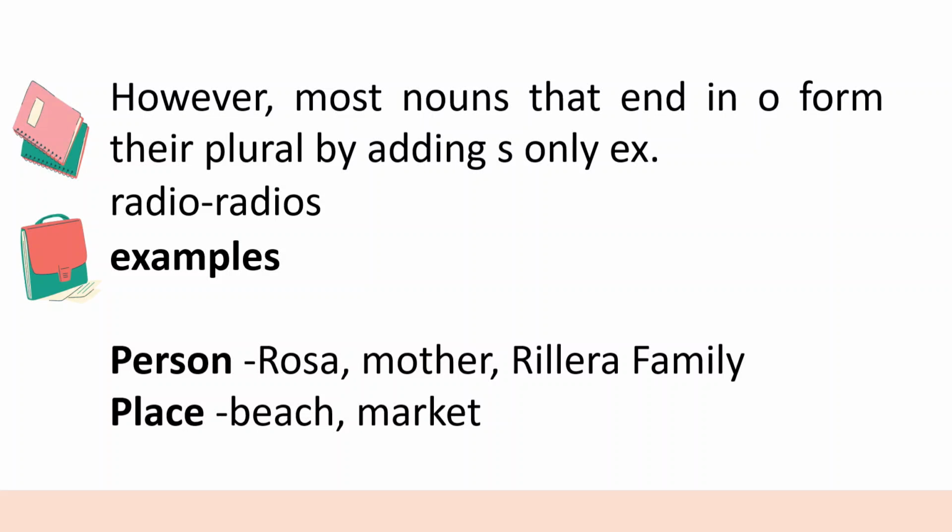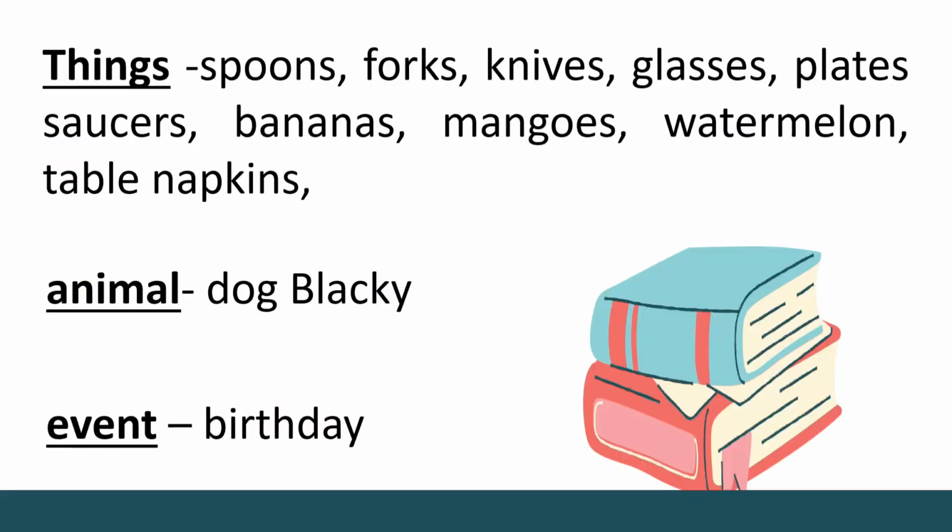Here are also some examples of the nouns. For the person, Rosa, mother, family, and then for place, beach, and then market. For things, spoons, forks, knives, glasses, plates, saucer, bananas, mangoes, watermelon, and table napkins. And then for animal, the dog Blackie. And then the event is birthday.